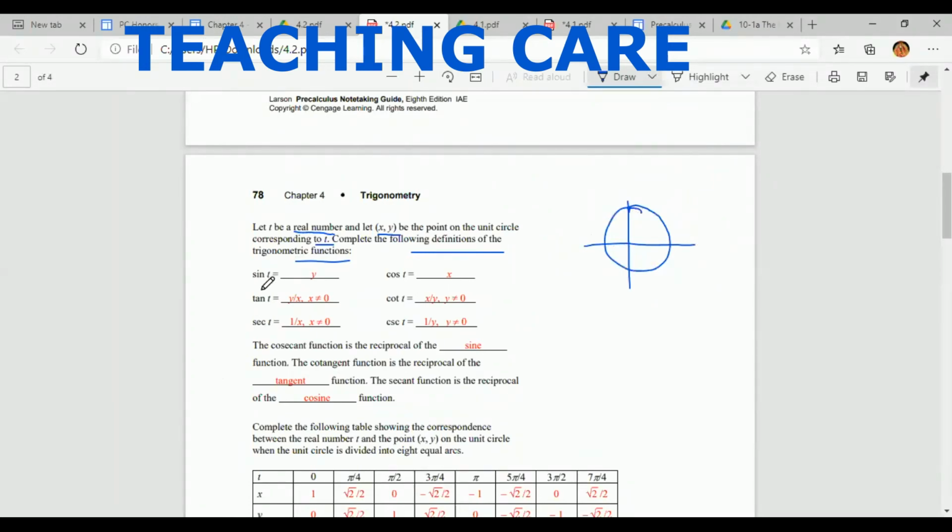No, I know that. Sine is basically equal to, let's just say, x. Cosine is equal to y.